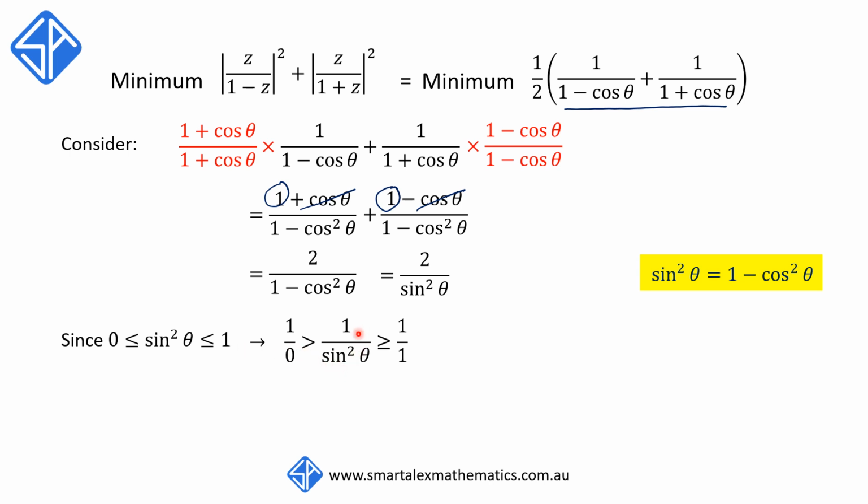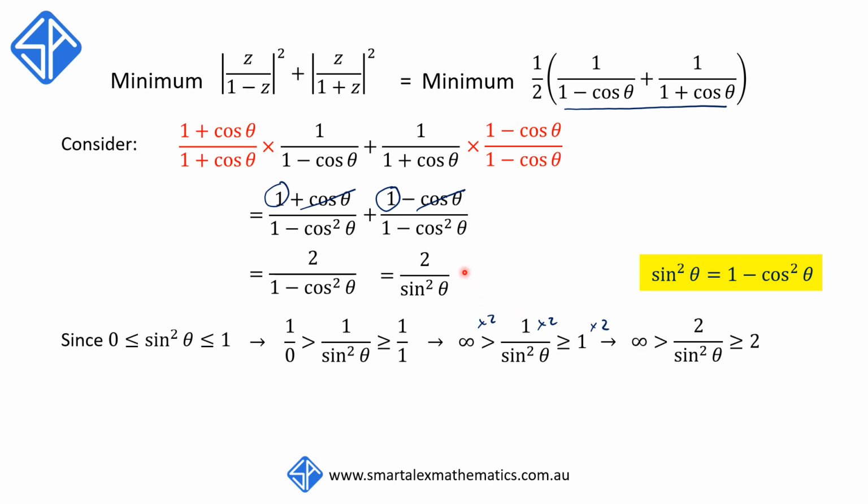We then take the reciprocal, and when we take the reciprocal, the inequality sign will reverse. So we're going to have 1 divided by sine squared theta being less than 1 divided by 0. This is undefined, and it's going to be greater than or equal to 1 divided by 1. So we have 1 divided by sine squared theta is less than infinity, that's undefined, but at the same time greater than or equal to 1. Then we're going to multiply everything by 2. Now multiplying by a positive number doesn't change the inequality sign, so we have 2 divided by sine squared theta is going to be greater than or equal to 2, but at the same time less than infinity. So that's that expression there.